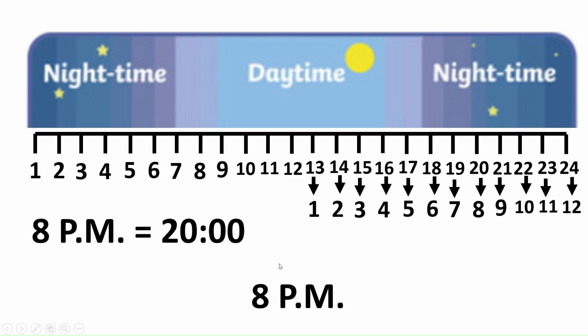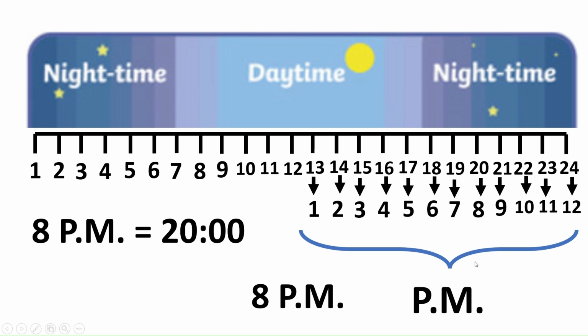But what about 8 p.m.? Well, we can see that PM refers to the last 12 hours of the day. So we can find the number 8 here. We can see that the number 8 has a connection with the number 20. So it would be at 20 hours, shown here. And this is about where it turns nighttime.